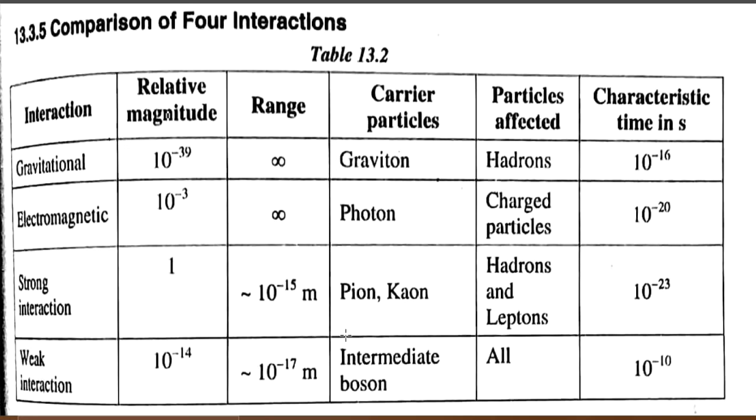And then range is given: gravitational infinity, electromagnetic infinity. Strong interaction is within Fermi, 10 power minus 15 meter. Weak interactions will be within 10 power minus 17 meter. Carrier particles: gravitational interactions involve gravitons. Electromagnetic interactions involve photons. Strong interactions involve kaons and pions. Weak interactions involve intermediate bosons. Particles affected are given in the table, and even characteristic time in seconds is given.